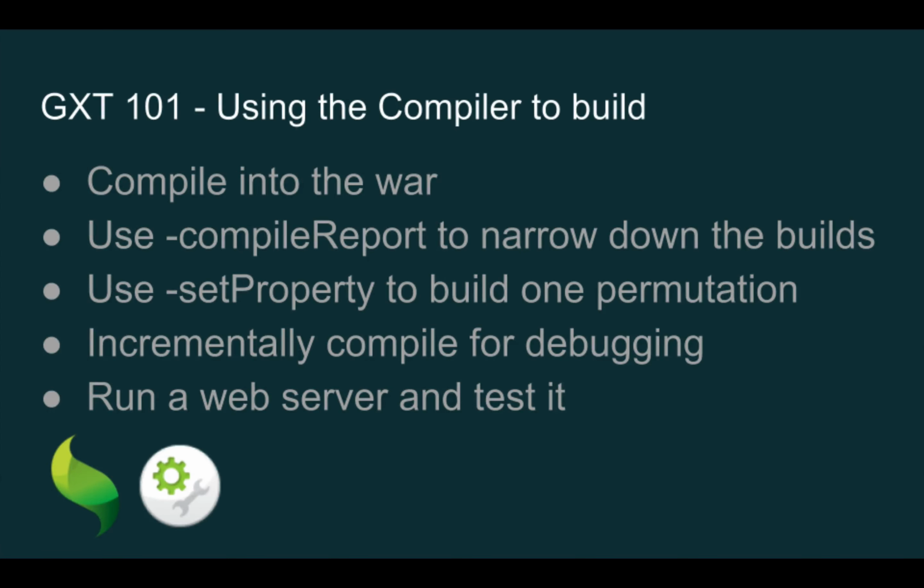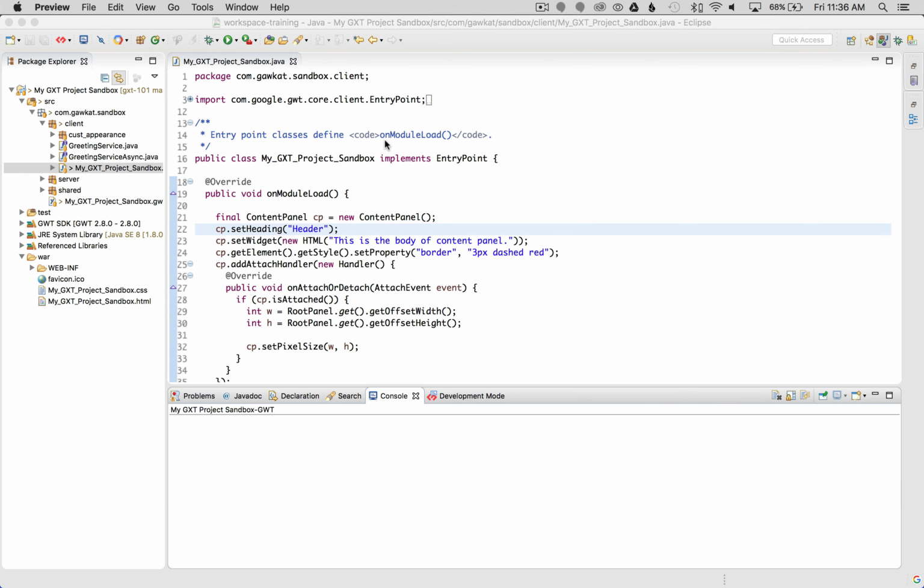In this episode, I'm going to be using the compiler to build my GXT application. I'll start by compiling it into the Word with the compiler. I'll use the compileReport to narrow down the builds and the permutations. I'll use setProperty to build one permutation, and after that, I'll incrementally compile for debugging, and I'll run it in a web browser.